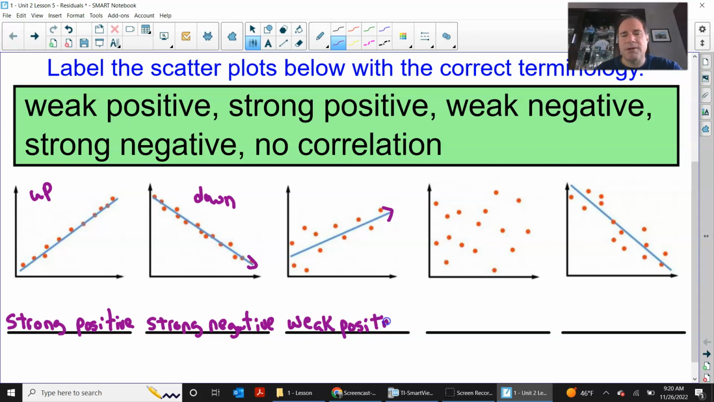Still going up, but not as clustered around the trend line. This, you cannot draw a trend line. There is no trend here, so that means we have no correlation, no association. This one is going down from left to right, but the points are not clustered around that trend line, so we say this is a weak negative going down.